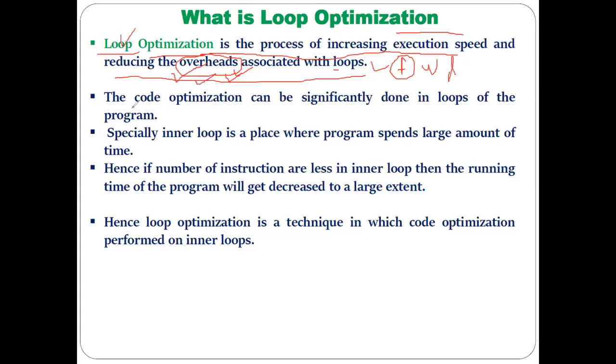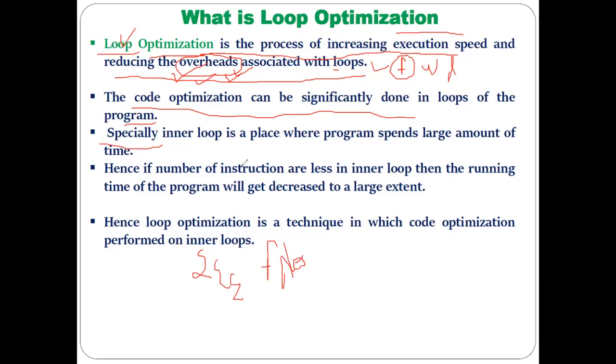Okay. So code optimization can be significantly done in the loop of the program. If you do the loop optimization, overall your code also gets optimized, and because of that, the overall execution speed of the program also gets improved. Okay. Many times we have loops within loops. Loops within loops we used to have. That is the nested loop concept, which you must be knowing.